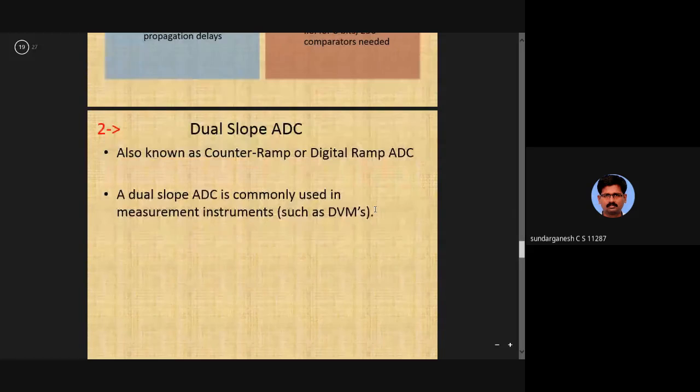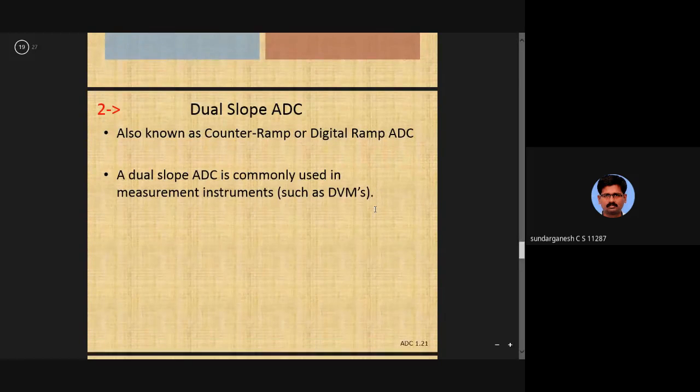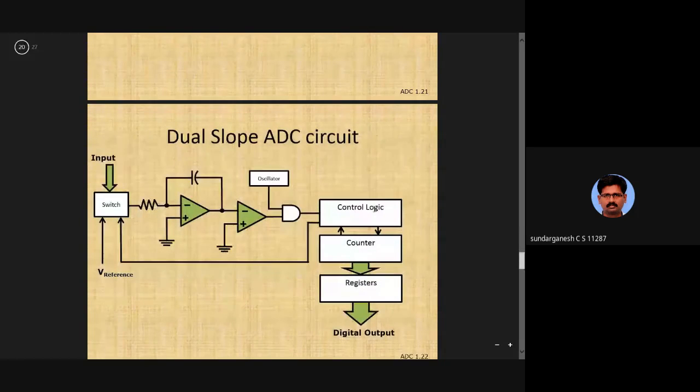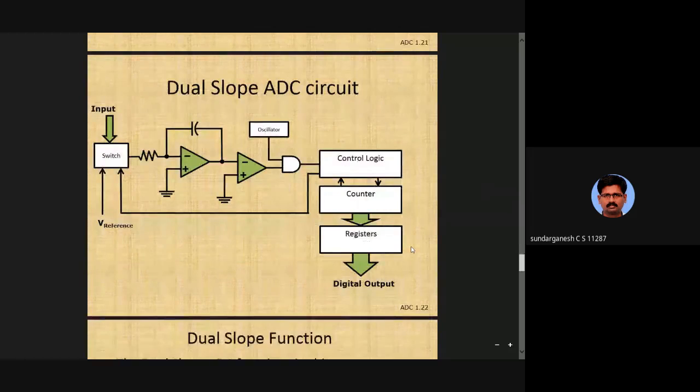Next one is dual slope, or counter ramp, or digital ramp ADC. It is used in digital voltage measuring instruments. Here the comparators are used and there is a capacitor. Initially this capacitor is first charged to a particular level. And then it will discharge, as the resistor is removed from the battery. So slowly it will discharge. When it discharges, after a certain time the capacitor voltage will be equal to the reference voltage. That voltage we take as the value. That is the digital output.